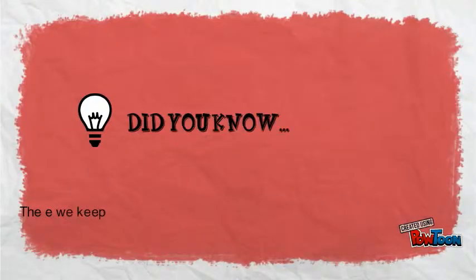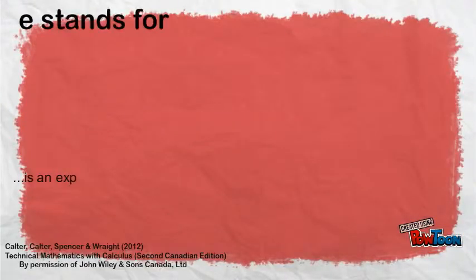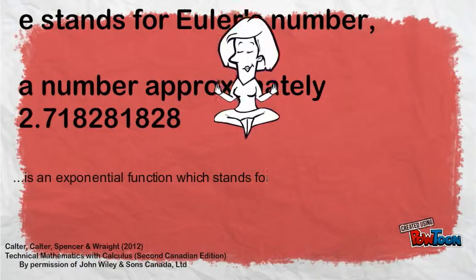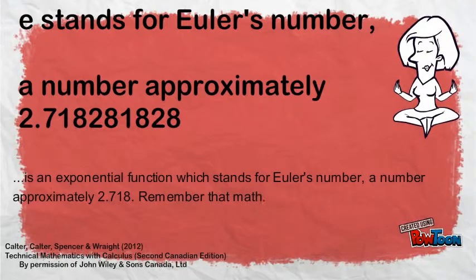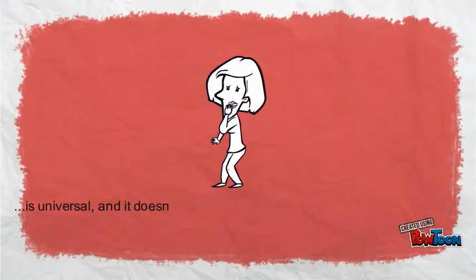Here's an interesting fact. The e we keep inputting is an exponential function, which stands for Euler's number, a number approximately 2.718. Remember that math is universal, and it doesn't have to be hard.